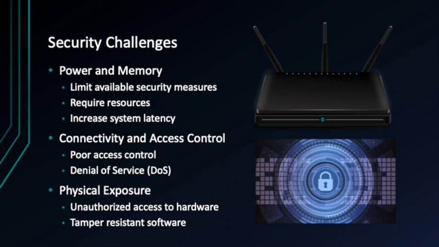Some security challenges that present themselves to embedded systems are power and memory limitations, connectivity and access control, and physical exposure. Power and memory is a major challenge to overcome, seeing that many embedded systems are designed to carry the minimum required power and memory to run the embedded system. With the addition of security applications, resources can be strained, limiting the computing power of the real-time operating system and increasing system latency. Another security concern arises from connectivity and access control.